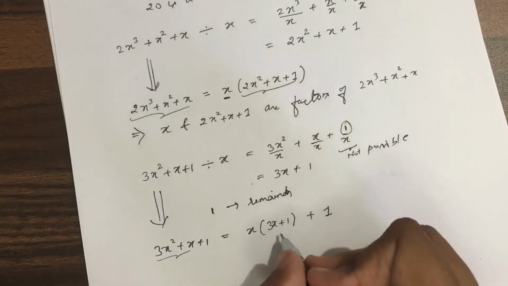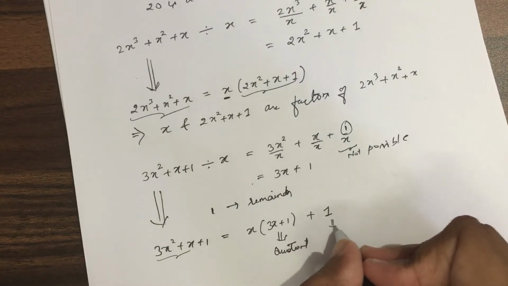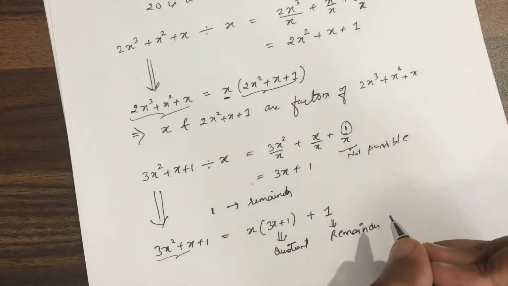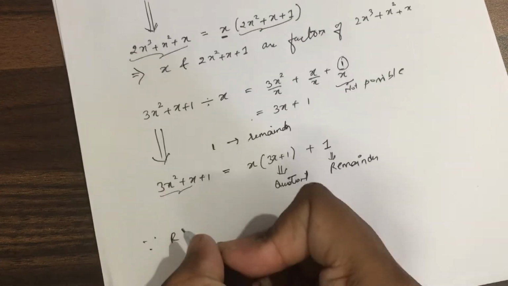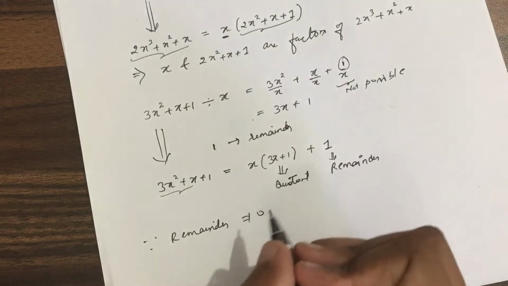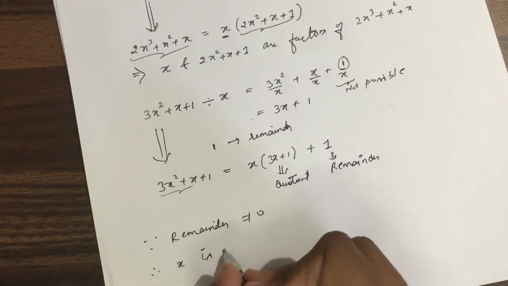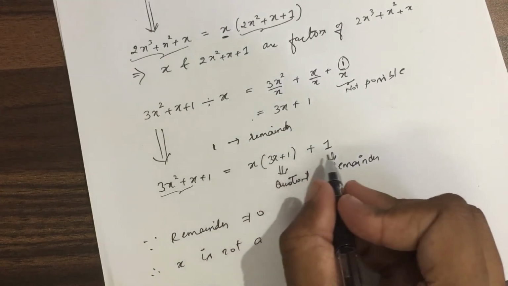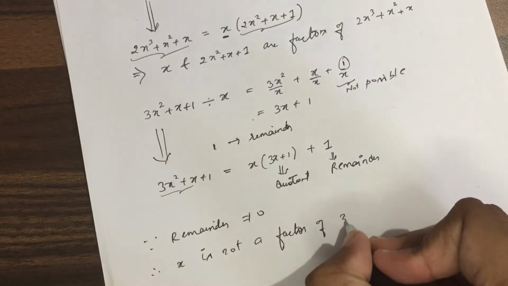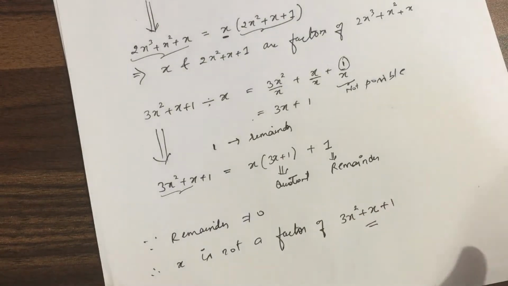So this will be your quotient and this will be your remainder. Now here we can see that since the remainder is not equal to 0, therefore we can say that x is not a factor of 3x square plus x plus 1. Since here the remainder is not 0, x is not a factor of this.